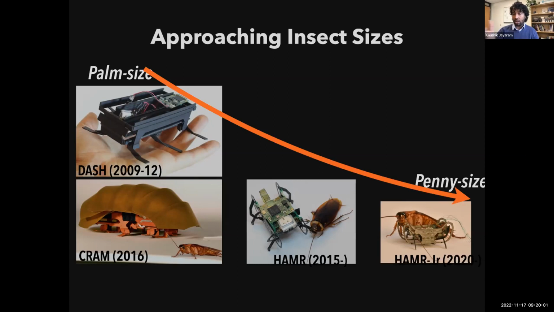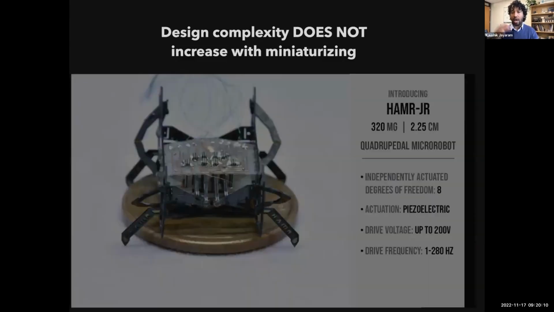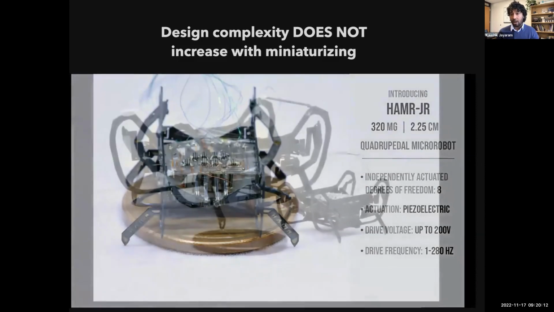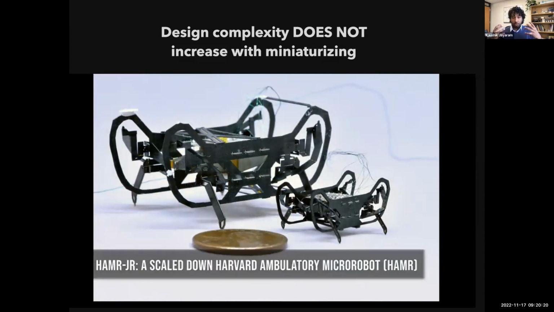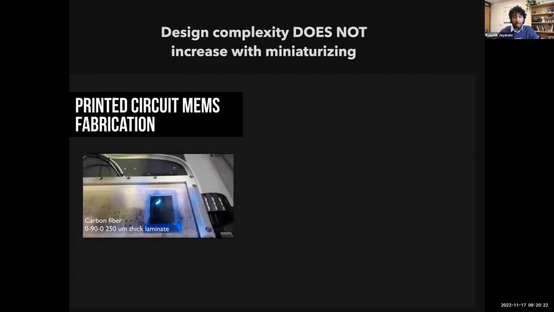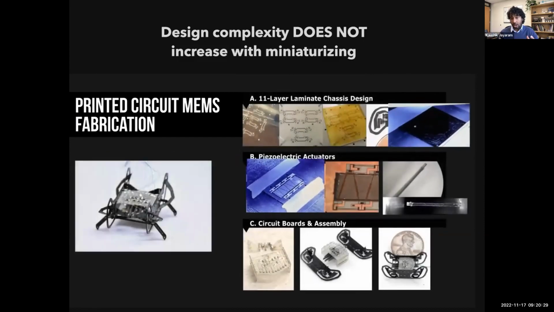And one of the results I want to show you is our recent work, where we basically took the 4-centimeter version of this hammer robot and shrunk it in half in every dimension to make a 300 milligram robot, Hammer Jr., which is a replica of the old structure. In terms of fabrication, it was a little bit complicated, but in terms of design, we were able to basically take the same design and shrink it down.